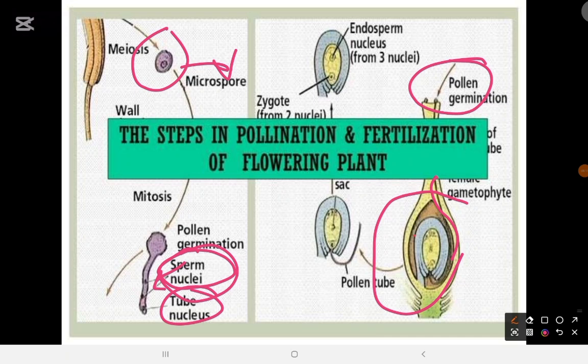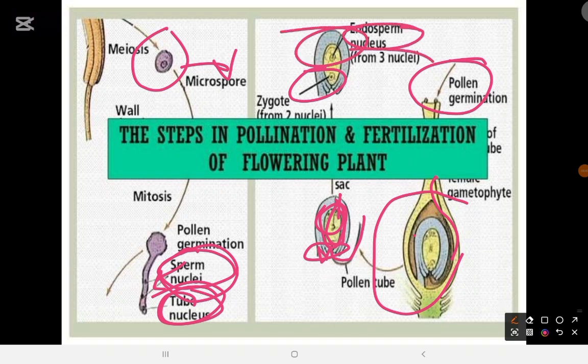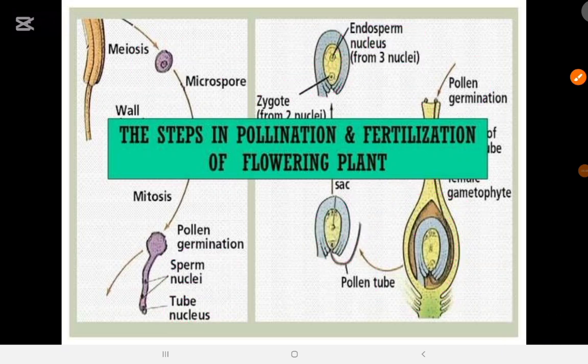The pollen tube enters here. I said this portion is called the micropyle, and this place here is called the embryo sac. Once it enters, the tube nucleus disintegrates, and of course there is fertilization. The first sperm cell fuses with the egg cell, and the second fuses with the two polar nuclei to form the endosperm nucleus, which is triploid, and the zygote, which is diploid.